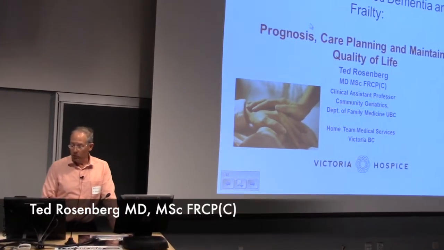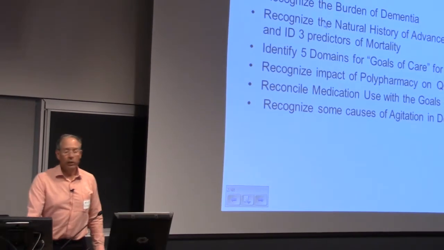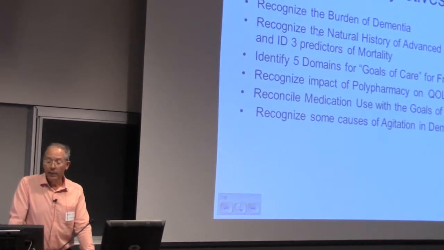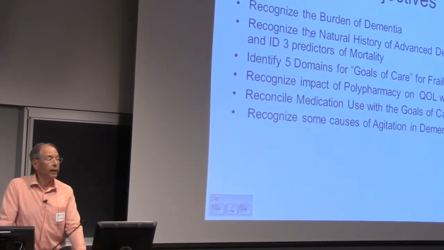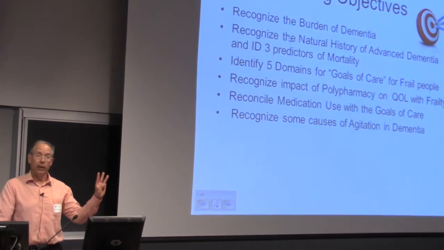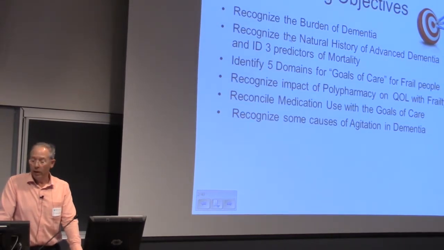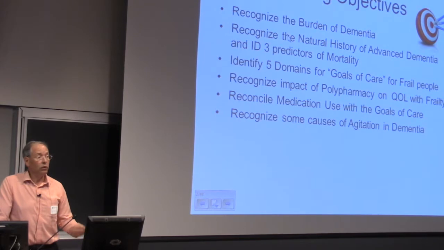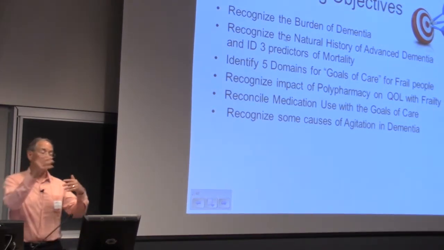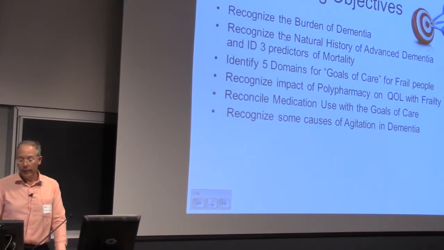So I'm going to be talking about managing advanced dementia and frailty. The learning objectives are to recognize the burden of dementia, recognize the natural history of advanced dementia, and at the end of this talk, be able to identify 3 predictors of death, mortality. The other thing is to talk about 5 different domains for goals of care. We talk about goals of care now, it's the latest buzzword, but how do you actually operationalize it and bring it into patient care and care planning?